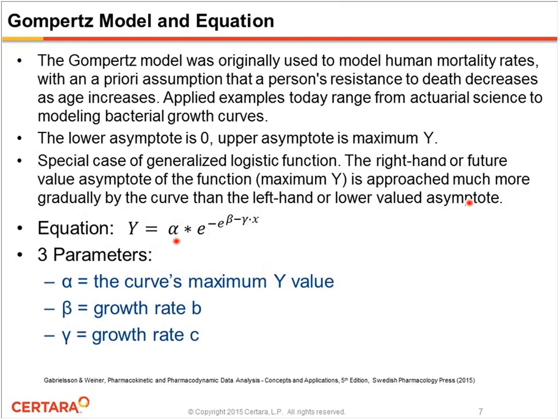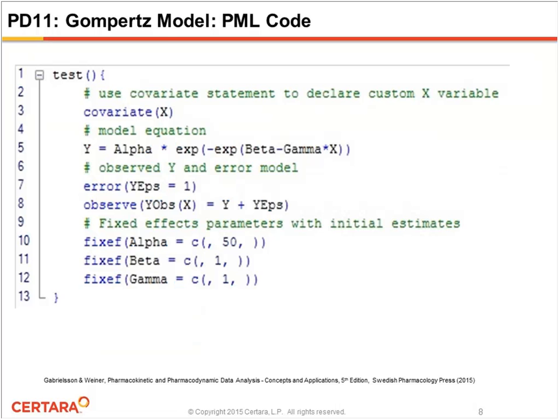Here is the Gompertz equation. It's another 3-parameter model. It is parameterized by alpha, the curve's maximum value, beta, which is growth rate B, and gamma, which is growth rate C. Okay, and here we have the Gompertz model translated to PML code. The basic design of the model is the same. The only difference here is the model equation has been modified.